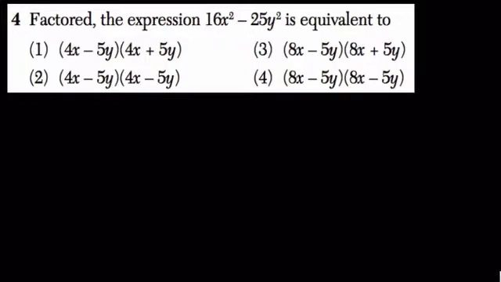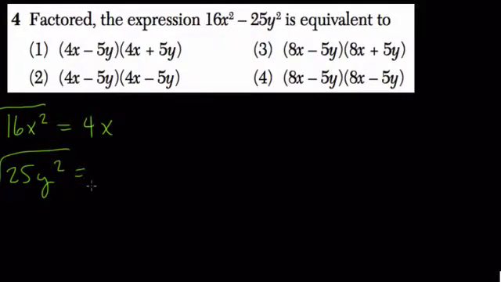So here we have a difference of two squares problem. 16x squared is a perfect square, right? Because you take the square root and you get 4x. 25y squared is also a perfect square, because if we take the square root of that, we get 5y. When you're subtracting two squares, you can quickly factor by finding the square roots.